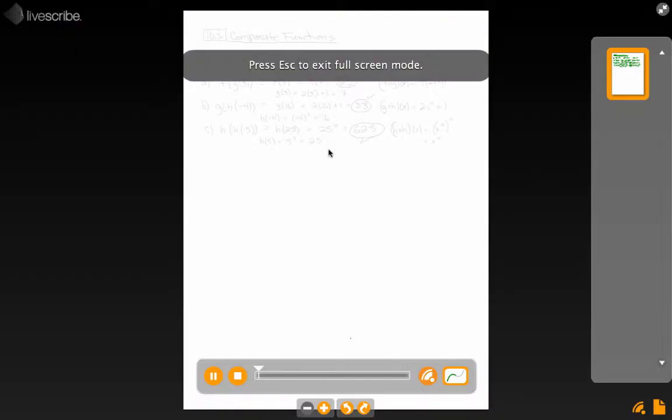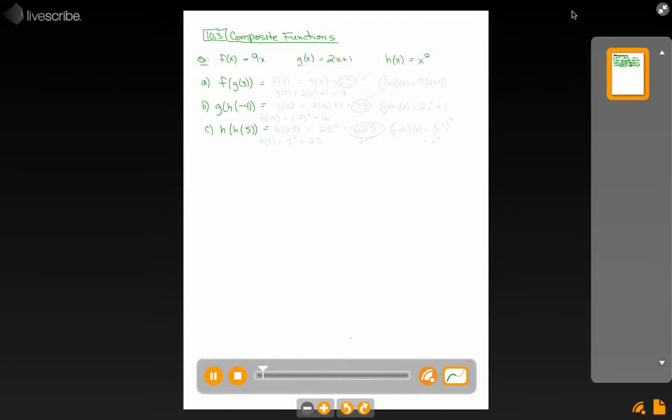This example comes out of 10.3 composite functions. This example is slightly different from the last. Starts off similarly in that we're given some functions. In this case, f of x equals 9x, g of x equals 2x plus 1, h of x equals x squared. All, again, relatively simple functions, two linear ones, and one parabola.